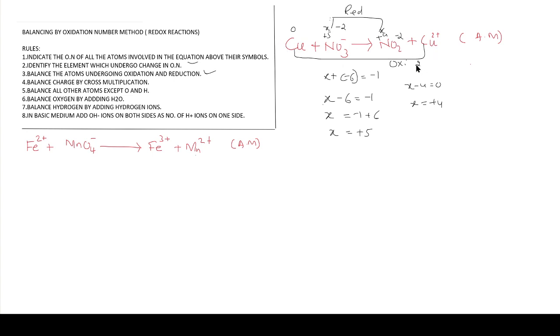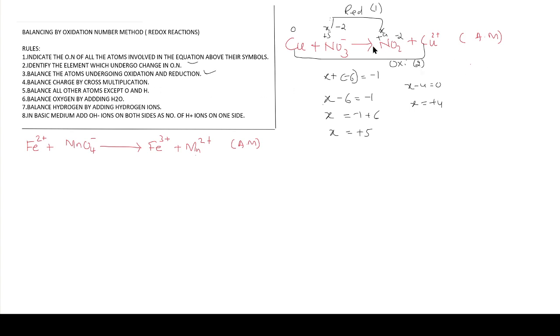There's a difference of 2 here, and here nitrogen undergoes a change in the oxidation state from plus 5 to plus 4. You could see the difference is of 1. Now let us understand the step here. Fourth step, balance charge by cross multiplication.